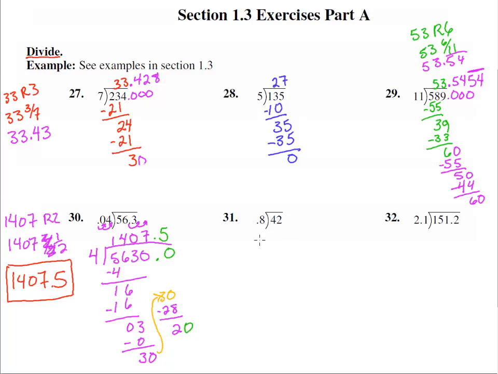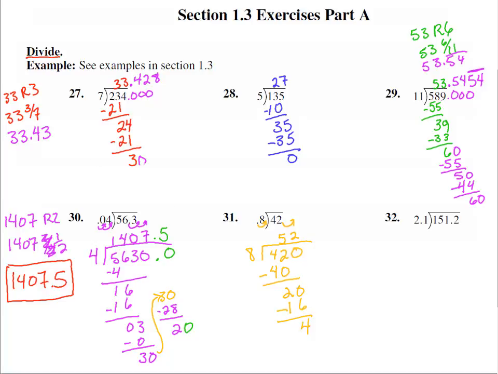Number 31. 0.8 into 42. Well, let's move the decimals so we have a nice number out front. 8 goes into 420. 8 goes into 4. Nope. 8 goes into 42. 5 times. 5 times 8 is 40. Subtract. And 42 minus 40 is 2. 0. 8 goes into 20. That would be 2 times. 2 times 8 is 16. Subtract, and we get 4.